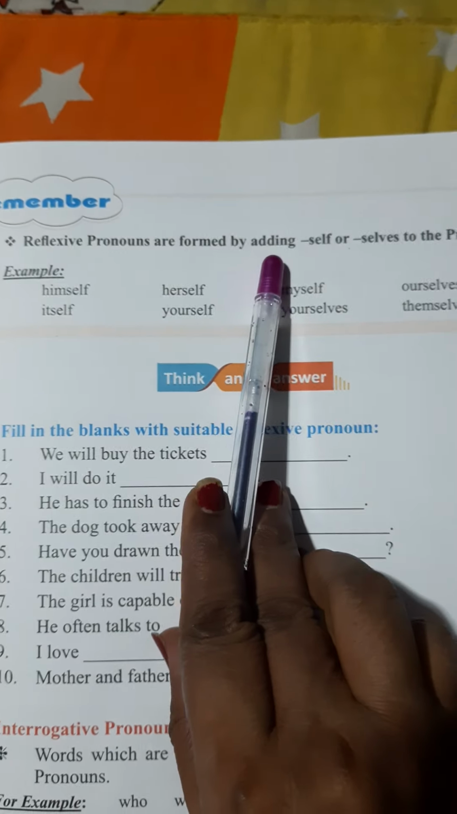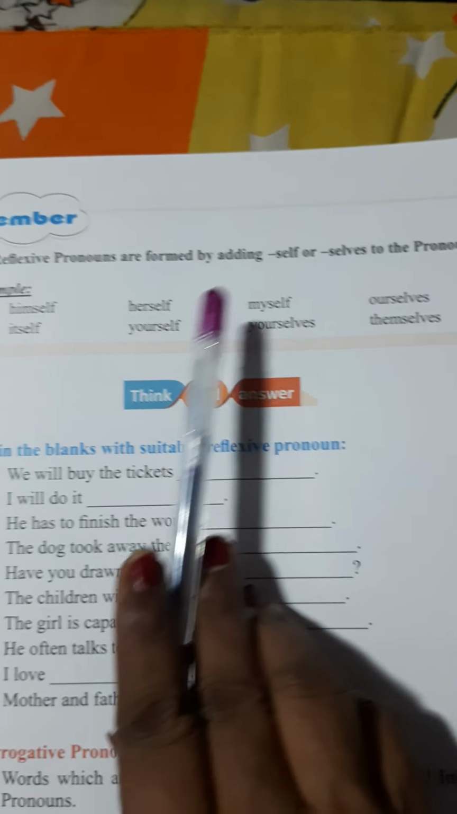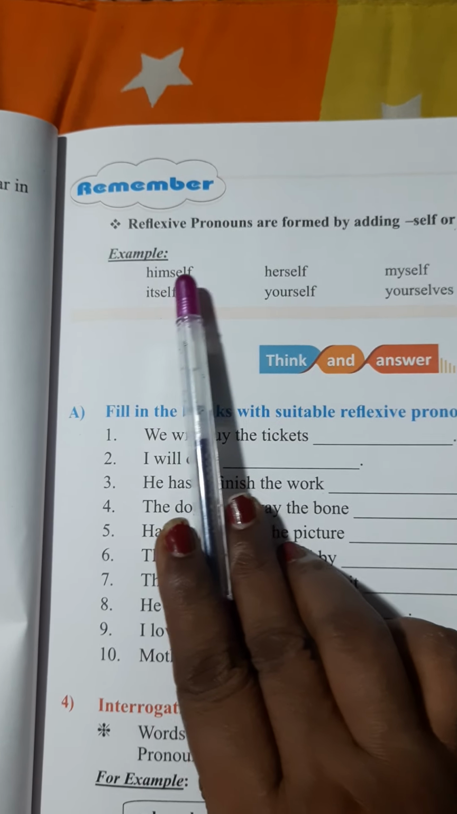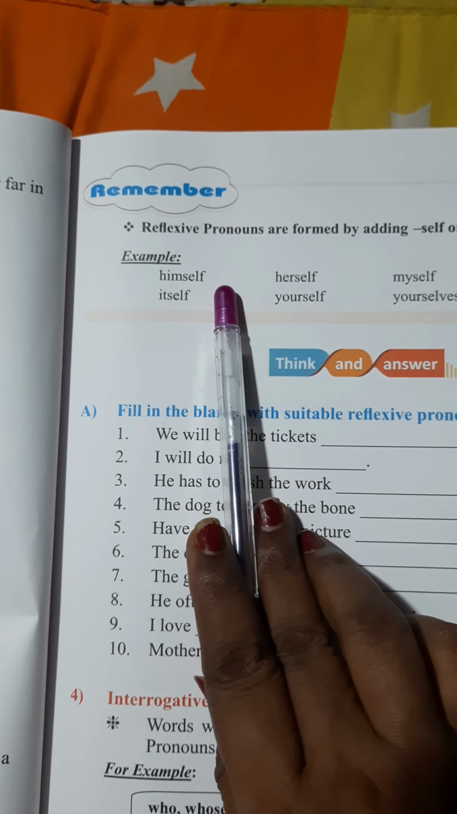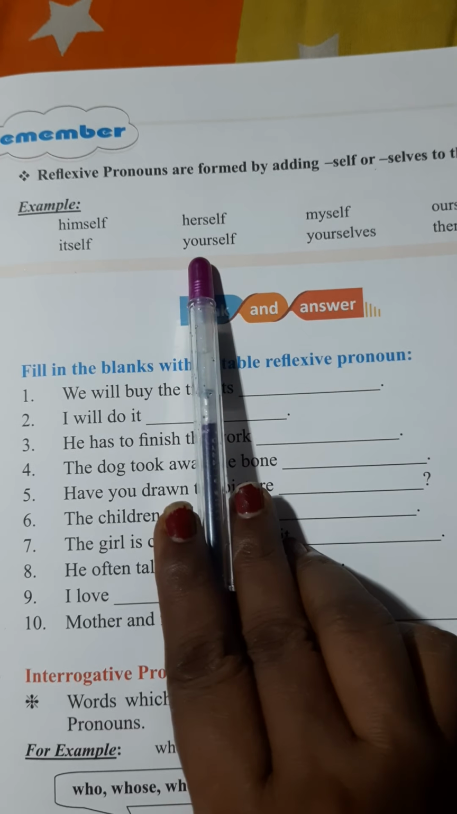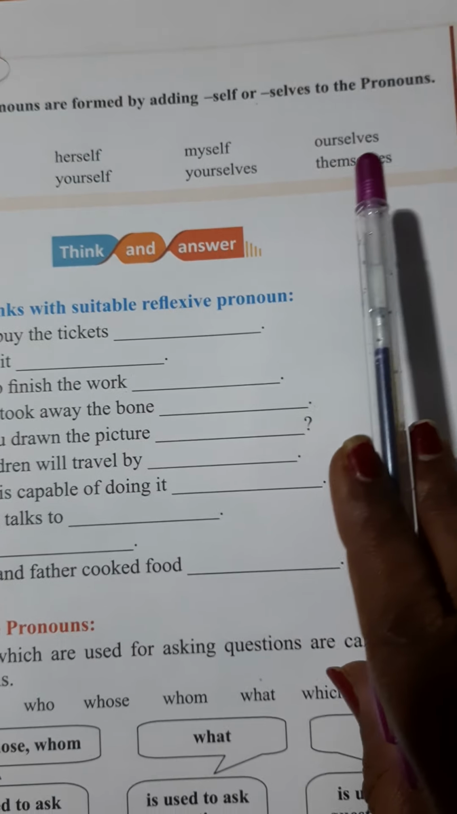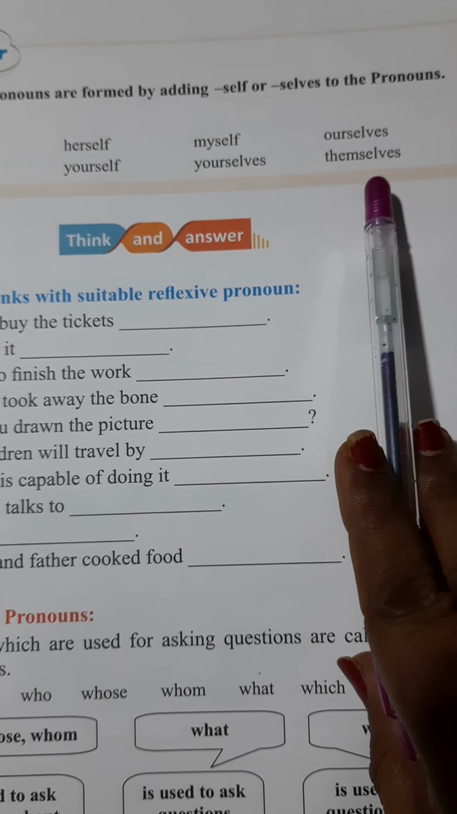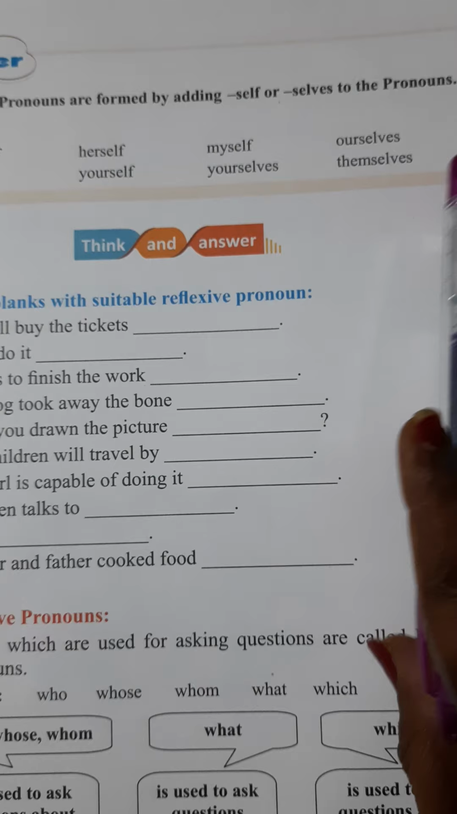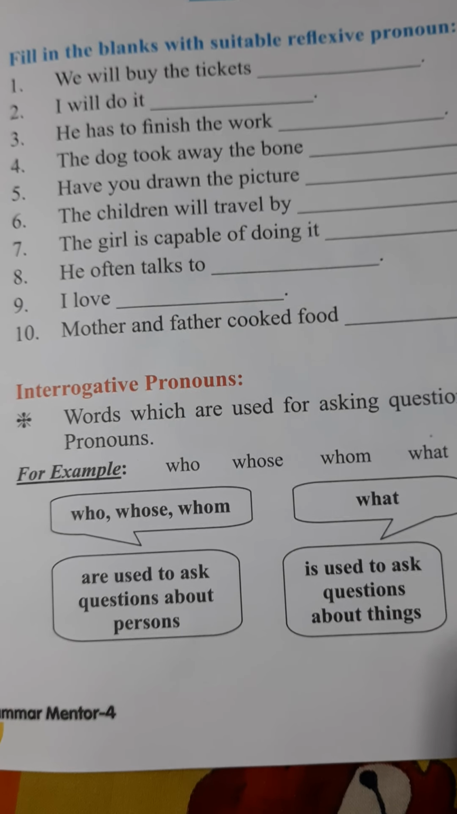Reflexive pronouns are formed by adding self or selves to the pronoun. प्रोनाउन में हम हिम के साथ हमने सेल्फ लगा दिया, it becomes reflexive pronoun. Itself, herself, yourself, myself, yourselves, ourselves, themselves. Clear to all of you? Now reflexive pronoun you will be able to do it very easily.